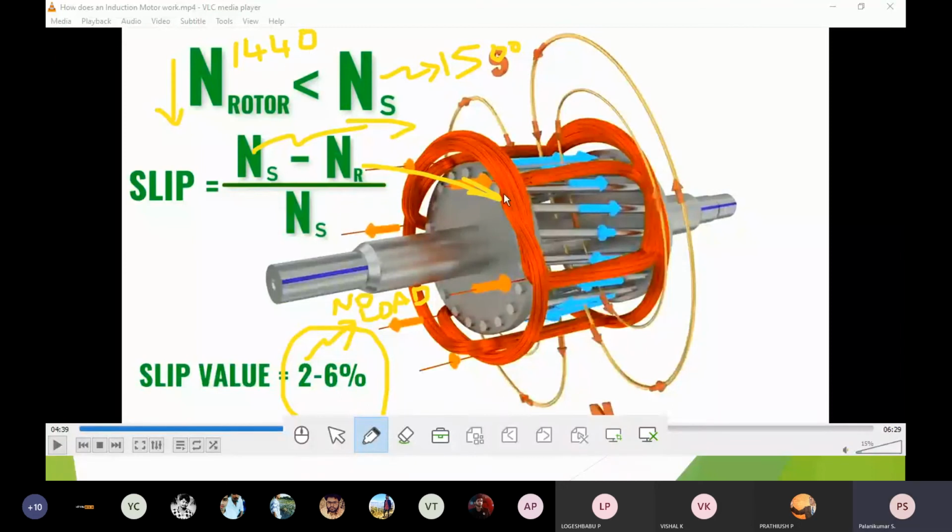So even without load, if I supply a frequency of 50 hertz and the field is rotating at 1500, my rotor's initial speed will be 1440 RPM only. If you calculate that, it is about 2%. This may be reduced further if I add load. If I keep on adding load, the speed may come down from 1440 to 1300, 1200. So that is the important concept of slip.